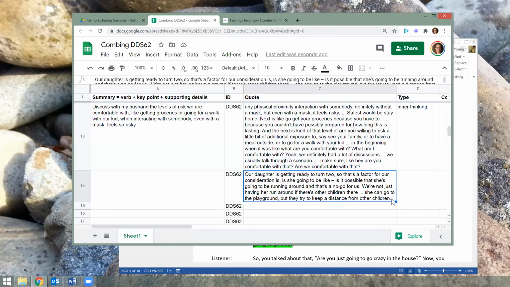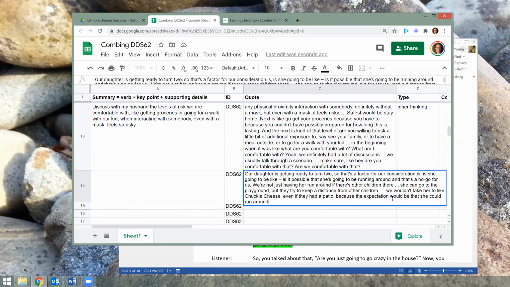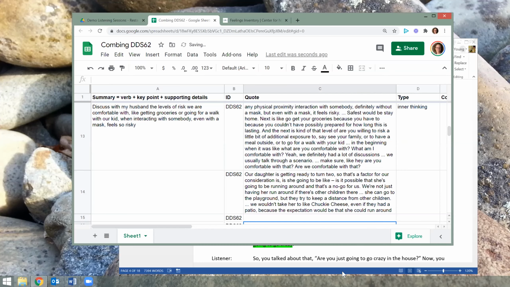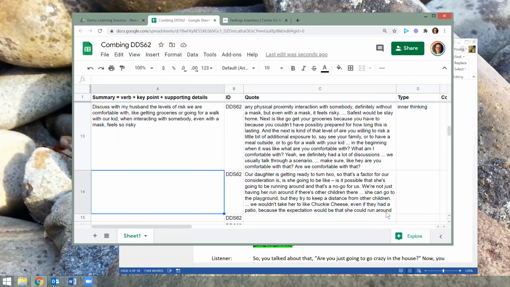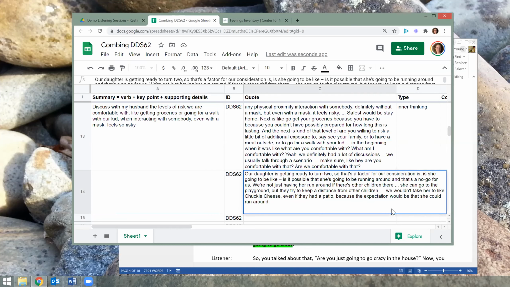This is getting to be a pretty long quote because it's all one concept so far, which is we're not going to take our daughter certain places. She could randomly interact with people that we don't know. We're not seeing our friends. We have to be careful with our family. We don't need exposure from random. Okay, let's stop here with this one. Go summarize this. Lots of good vocabulary in here that we can use.